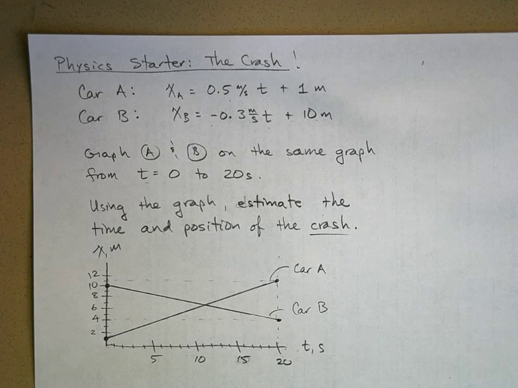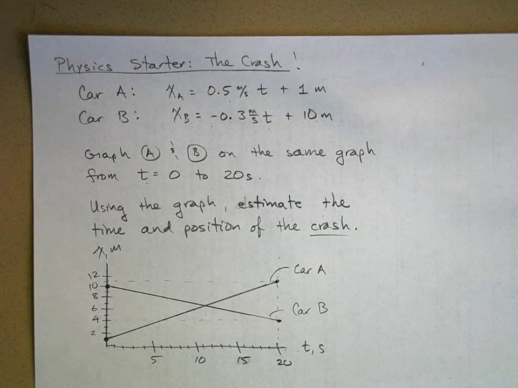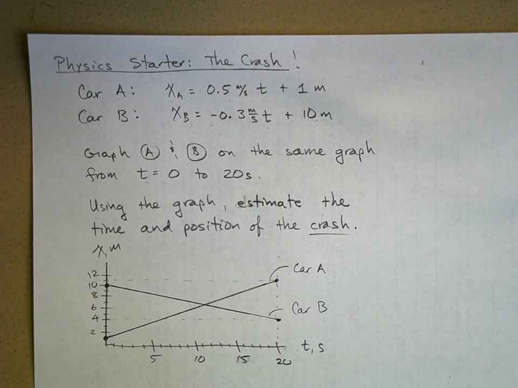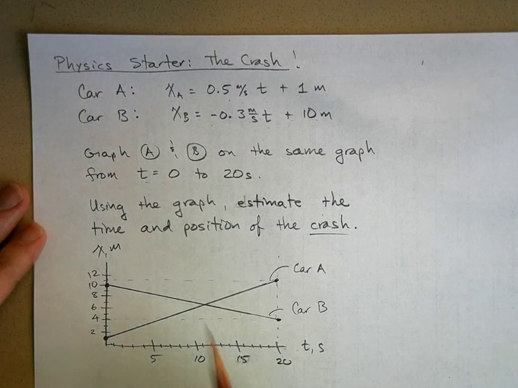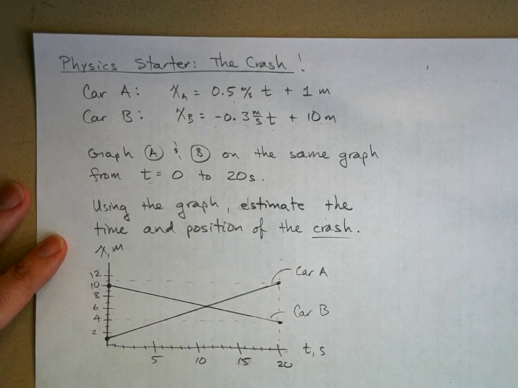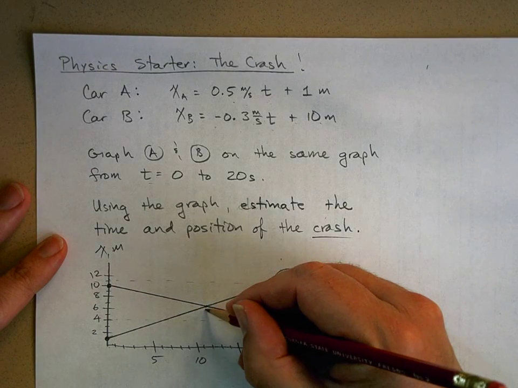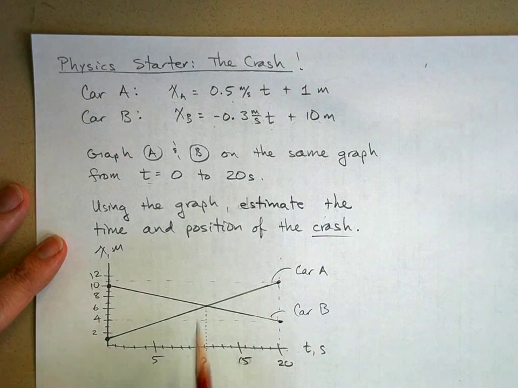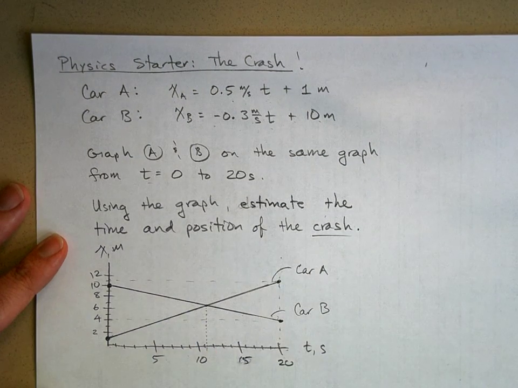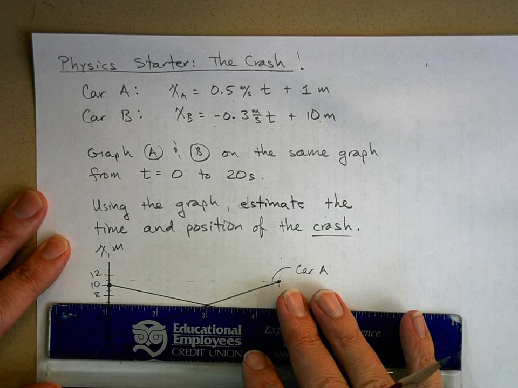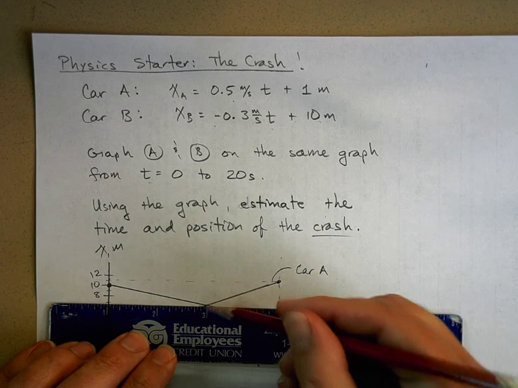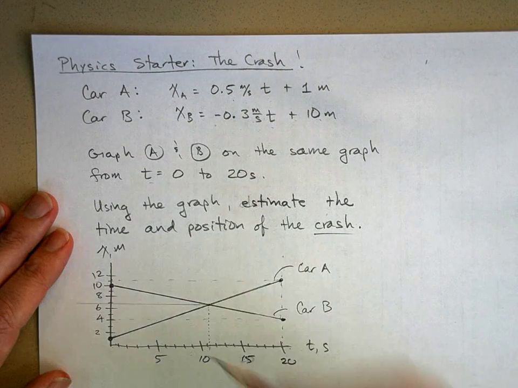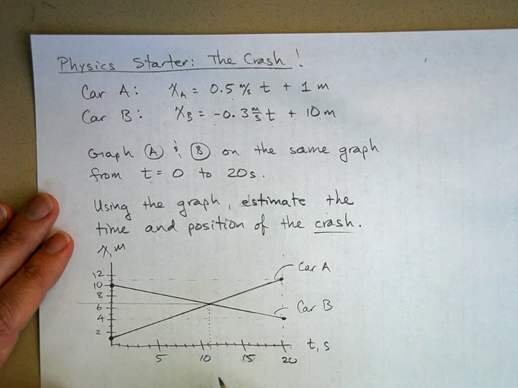Now, I want to see, when are they going to collide? Well, they're going to collide when they're trying to be at the same place at the same time, which is right here. Here they're trying to be at the same place at the same time. So I'm going to go down from there. Looks like a little bit over 11. And then I'll just go horizontally like this.